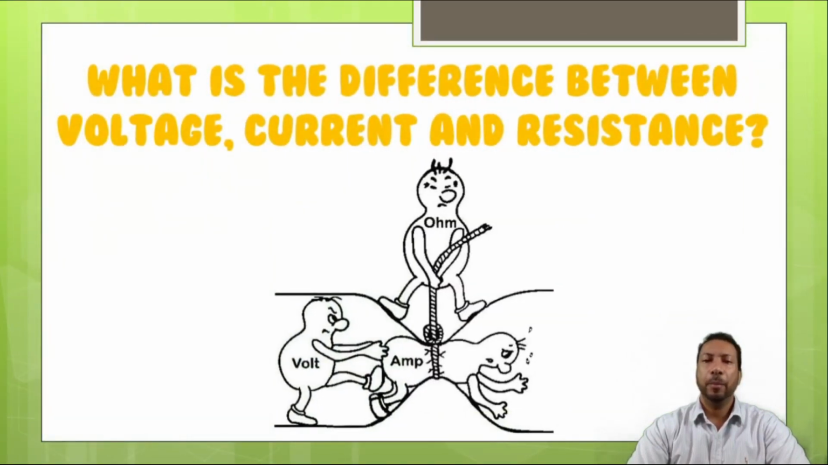Let's start by looking at the difference between voltage, current and resistance. Well, here as we can see by this meme, you can think of voltage as that driving force that pushes electrons through a conductor. Current is the amount of electrons that actually pass through the conductor. And resistance, as the name implies, is what is trying to stop those electrons from flowing.